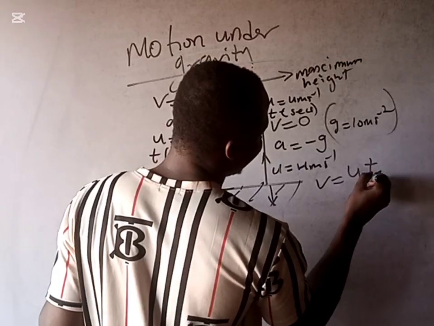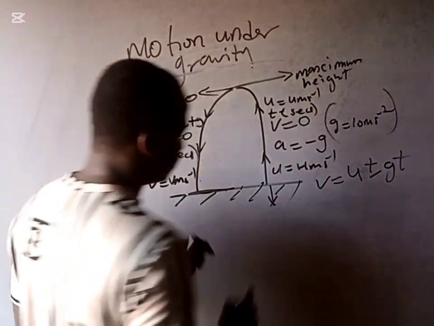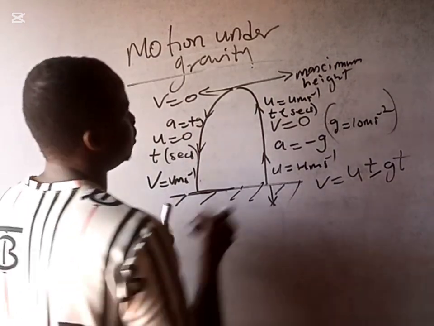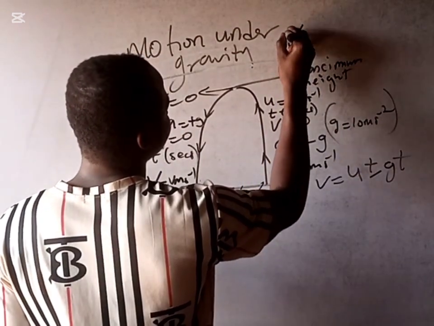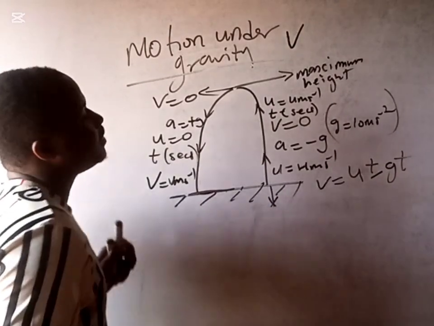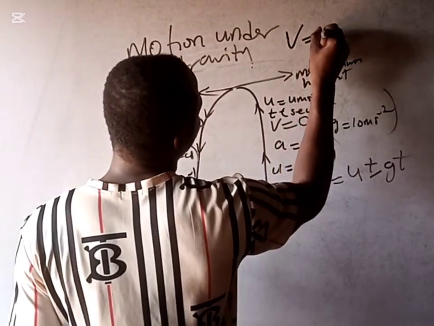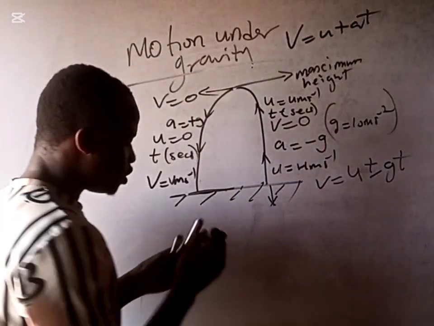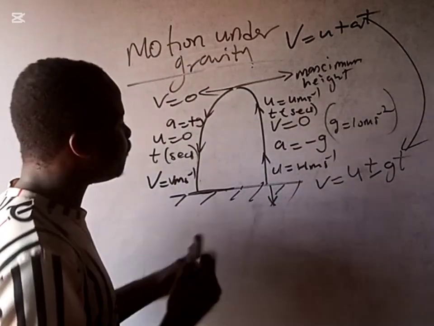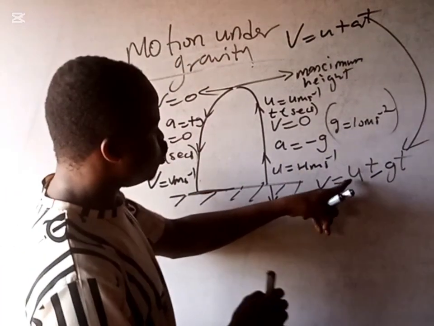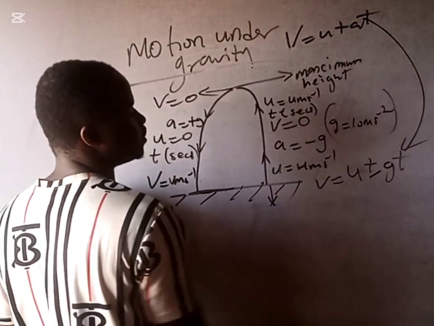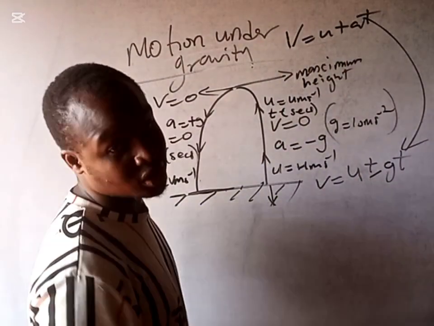V is equal to U plus or minus gt. Now, do you know that before, the equation of motion in ordinary terms is V is equal to U plus at. The reason why it now changes from this to this is because of gravity. So U plus or minus gt instead of just this. Why does it turn to this? The reason is because gravity has been involved.